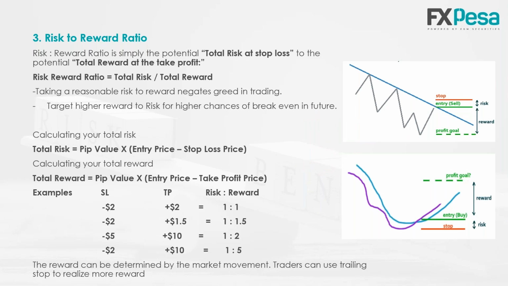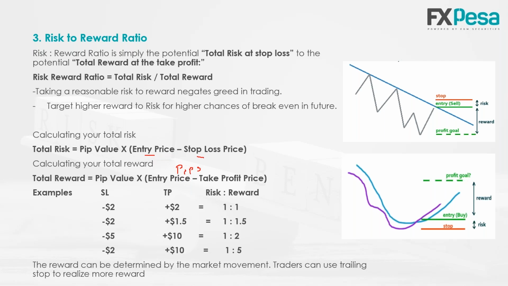Now, how do you calculate your total risk? Total risk is equal to the pip value multiplied by the entry price minus the stop loss price. Entry price, I explained when we were looking at the chart. Total reward is equal to the pip value multiplied by the entry price minus the take profit price. It's simply the number of pips, the profit pips and the loss pips. That's the amount of money which you're getting or losing. How much money are you risking?